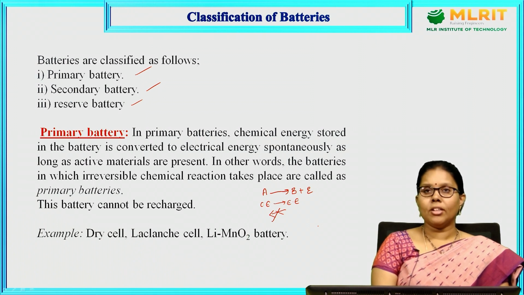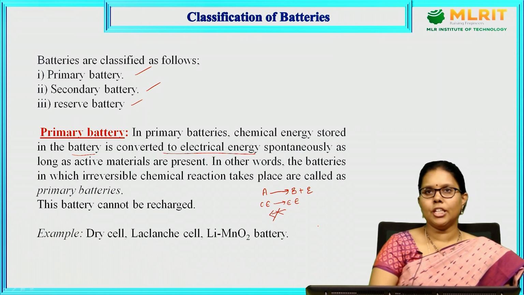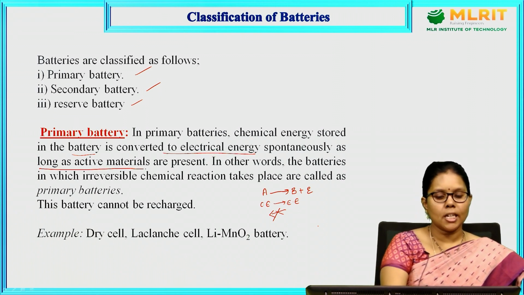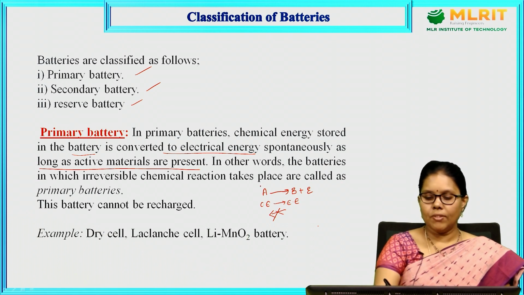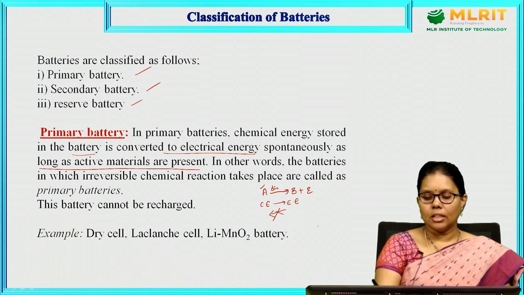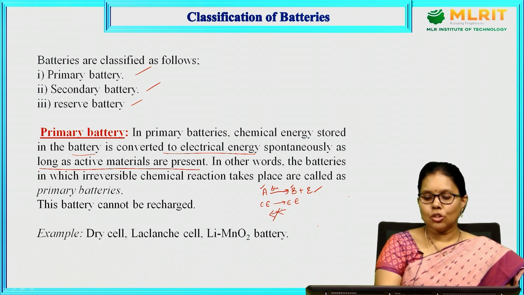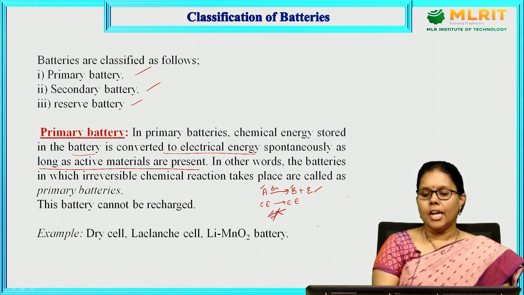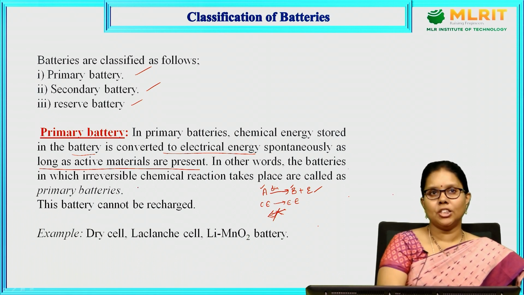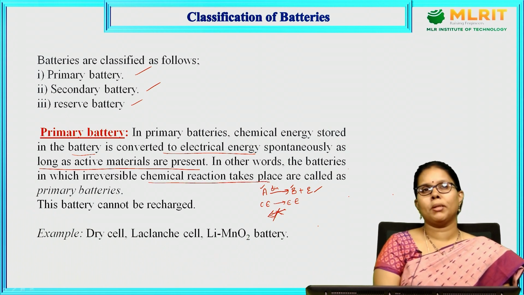Chemical energy stored in the battery is converted to electrical energy spontaneously as long as the active materials are present. If there is active material A, it is going to be discharged, releases energy and gets converted to B during the discharging process. There is no reverse reaction possible. In other words, the batteries in which irreversible cell reactions take place are called primary batteries.